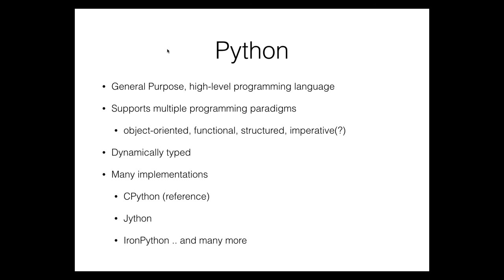Python does have numerous implementations. CPython is the reference implementation, which is implemented using C. There's an implementation that runs within the JVM called Jython, and there's another one called IronPython, which is a .NET implementation.